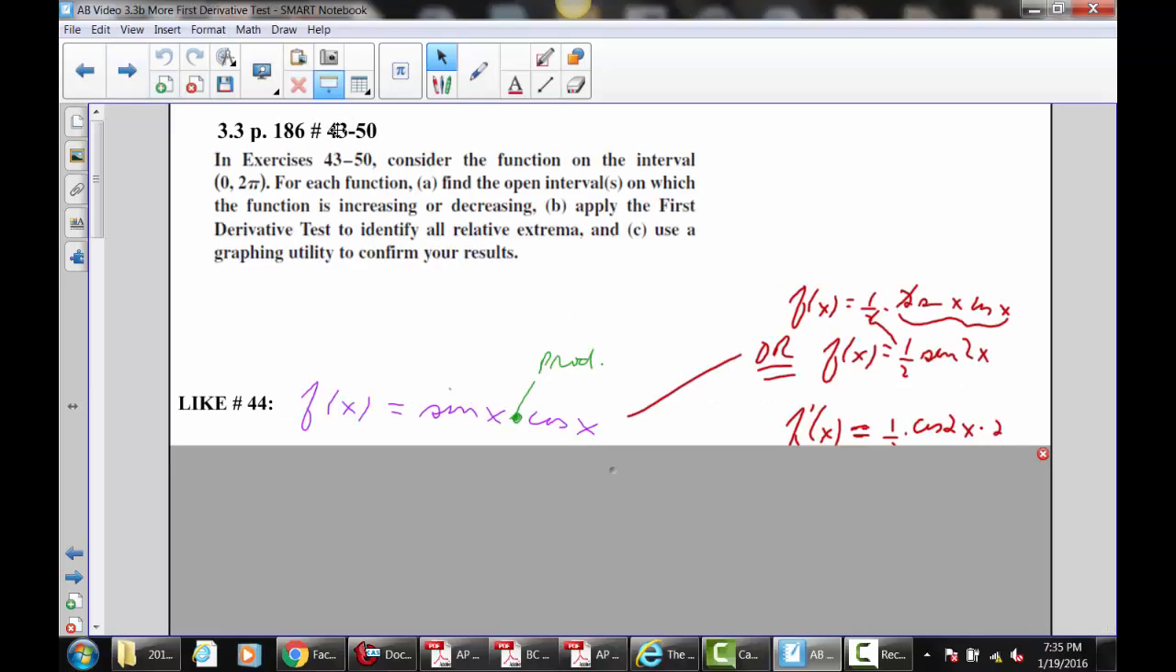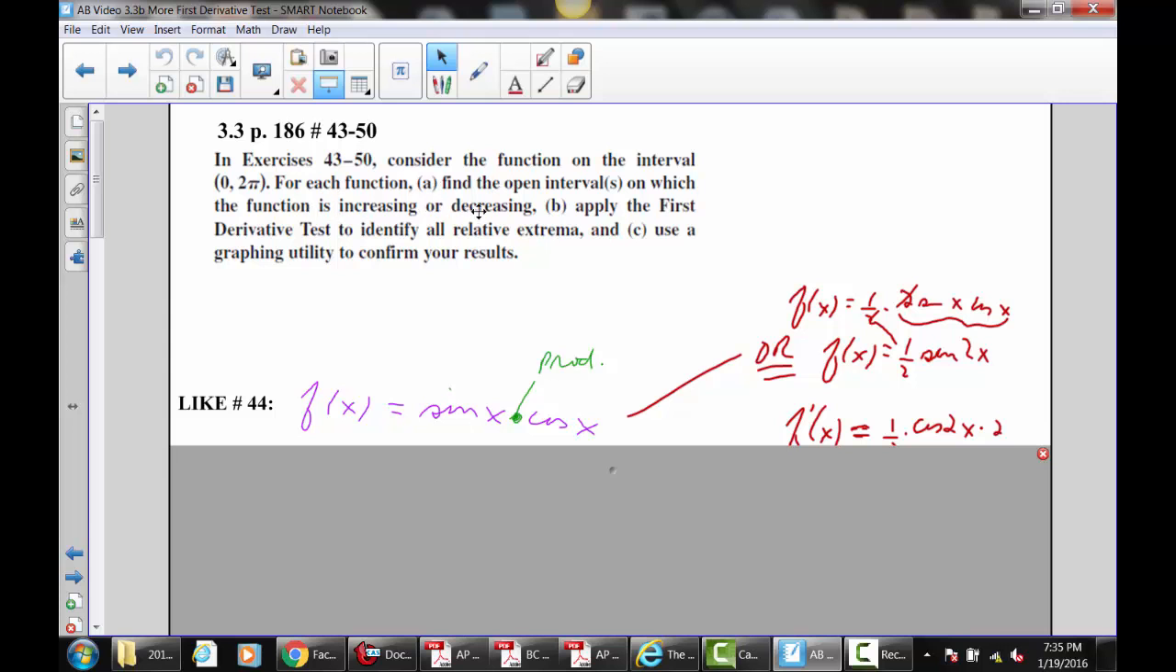Okay, so now we're looking at exercises 43 through 50. It says consider the function on the interval from 0 to 2 pi. So these are all going to be trig, which is going to make them a little trickier. For each function, same old question, find the open intervals on which the function is increasing and decreasing.